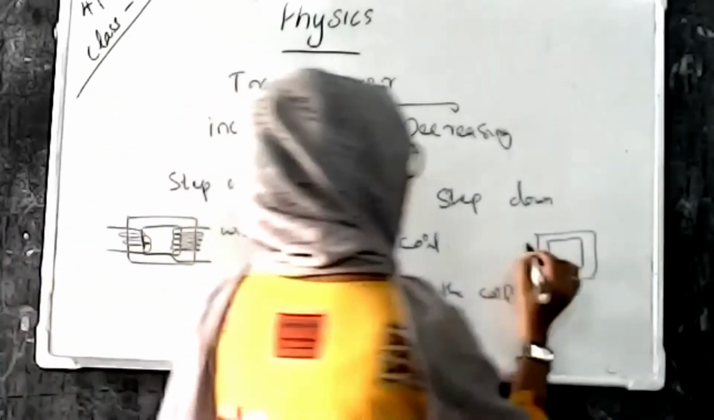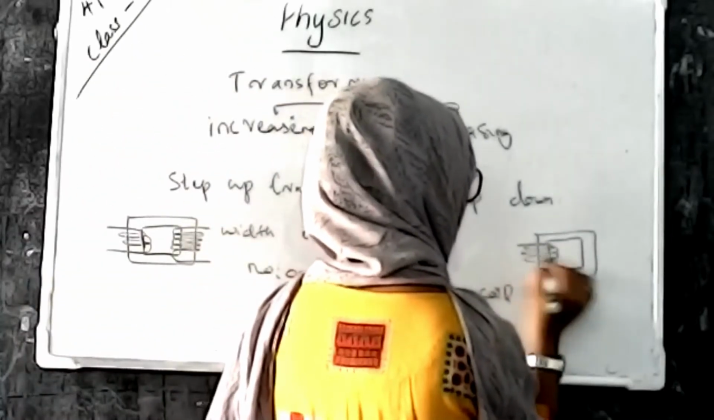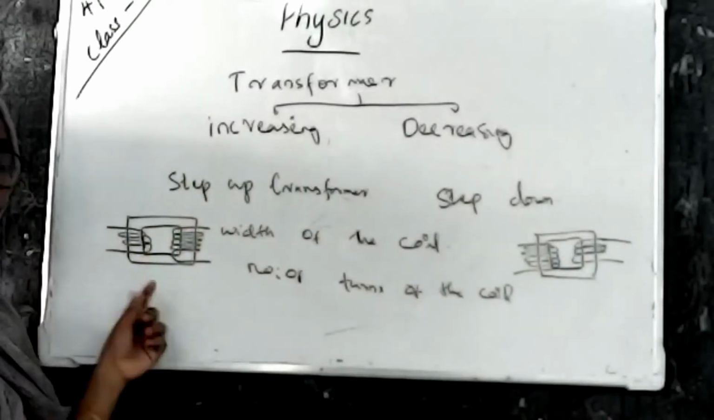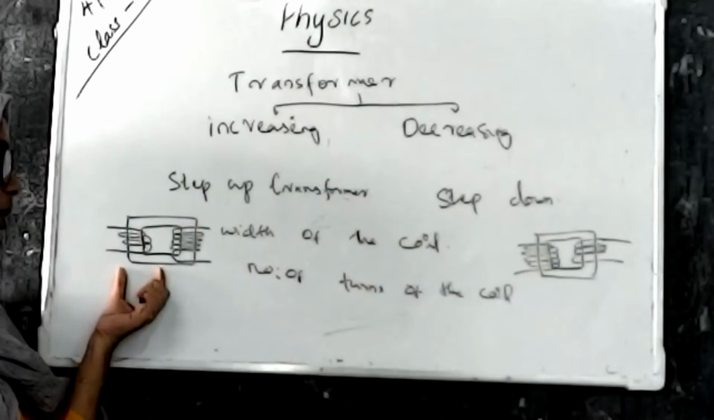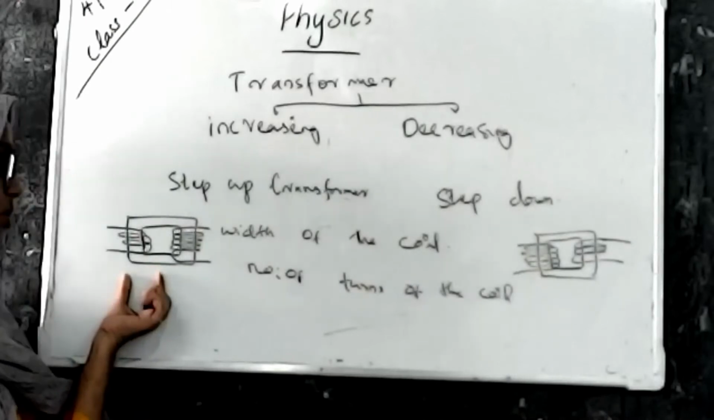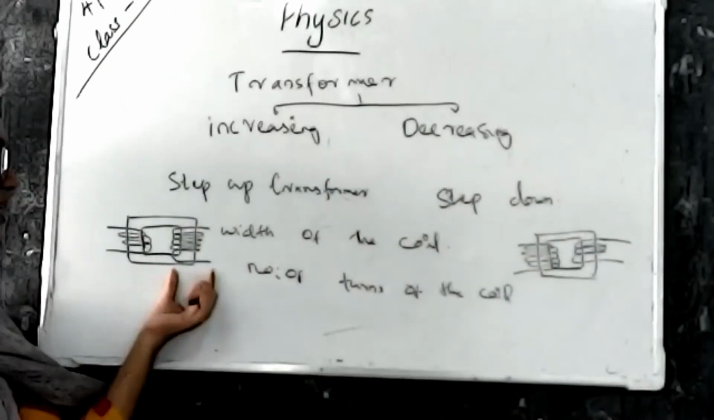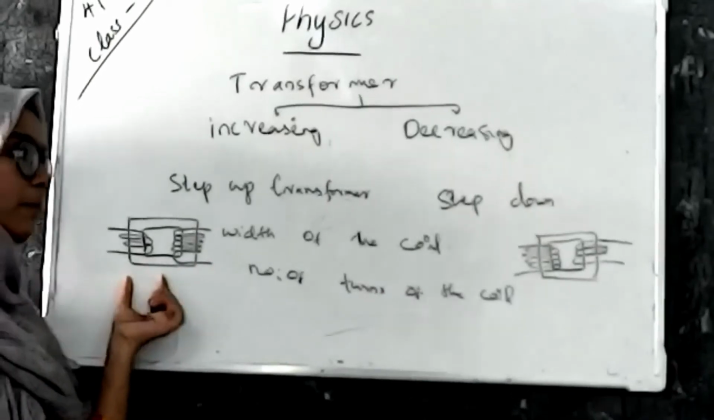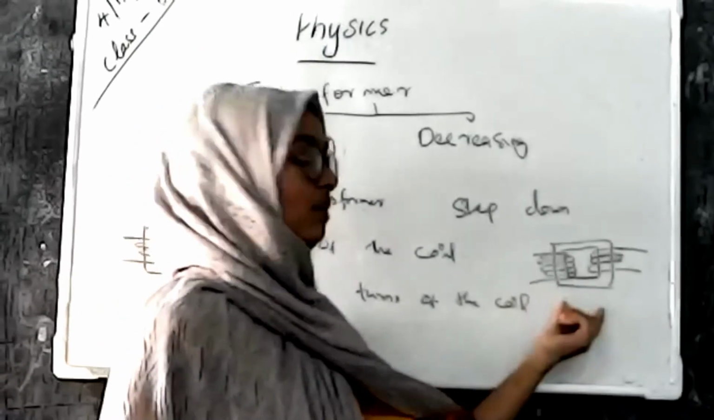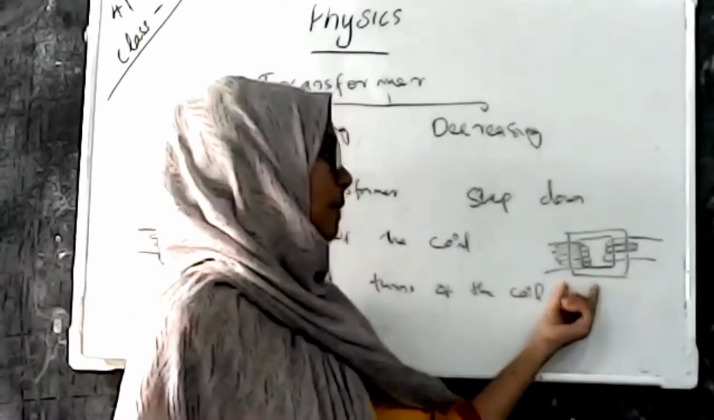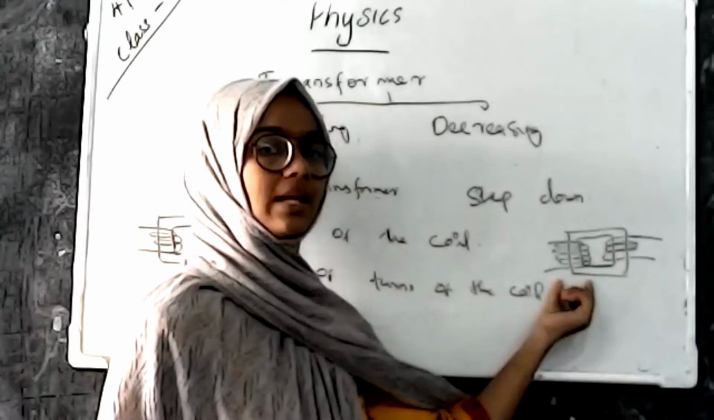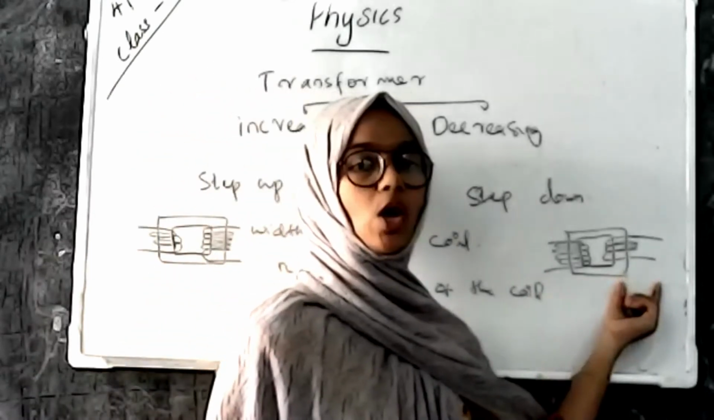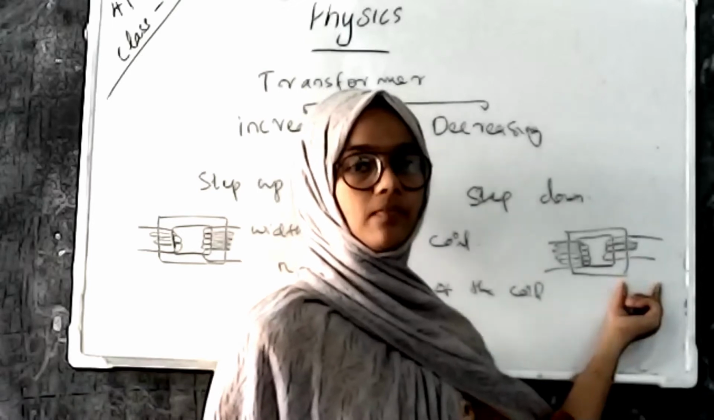And in the second one, there are two different coils. The first coil has a small number of turns, and the second coil has a large number of turns comparatively with the first one. And in the other, the number of turns in the first coil is larger and the number of turns in the second coil is lower.